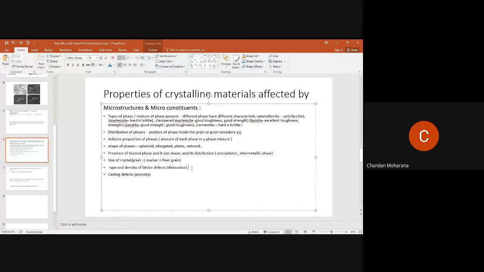Already I have written over here. Dislocation. Dislocation is which kind of defect? It comes under which category of defect? Two-dimensional defect, or is it one-dimensional? Are you sure, two-dimensional? It is a one-dimensional defect.